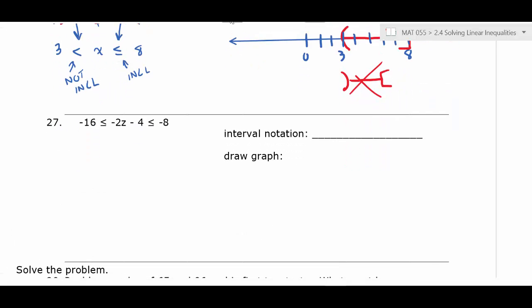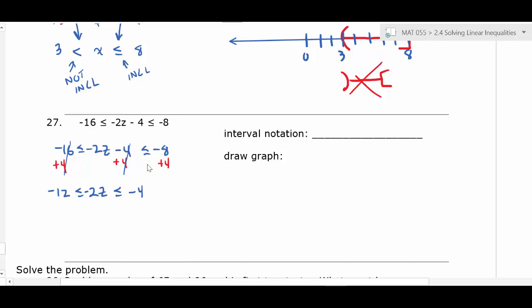Okay, and then on the next problem, I'm going to start by rewriting that. Negative 16 less than negative 2z subtract 4 less than or equal to negative 8. Start this one by adding 4 to each part. You can write your step this way if you'd like. You can draw a line, or you can just work this out. That is negative 12 less than or equal to negative 2z. That goes to 0, so you just have negative 2z in the middle. That comes down, and then that's negative 4. Now, nothing changed.